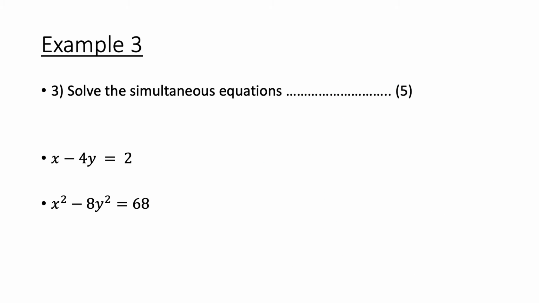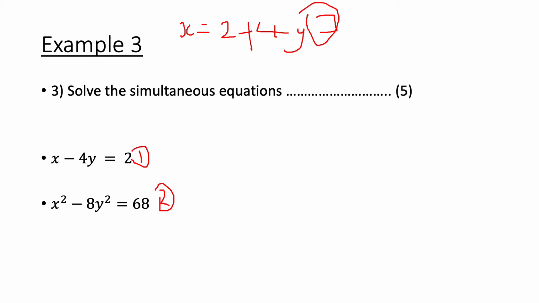Right, guys, example number 3. Solve the simultaneous equations x minus 4y equals 2, and x squared minus 8y squared is equal to 68. Now, what I'm going to do this time is label this equation 1 and equation 2. I'll try and make my handwriting a bit smaller so I have a bit more space. I'm going to rearrange equation 1. So I'm going to get x is equal to 2 plus 4y. So I'm going to add 4y to both sides. I'm then going to label this equation 3.